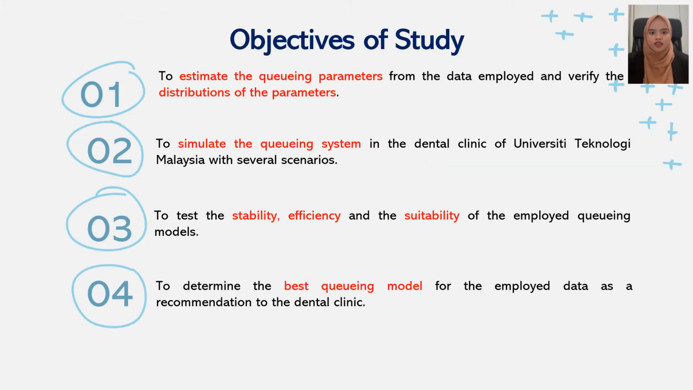The objectives of this project are to estimate the queuing parameters and verify its distribution. Secondly, to simulate the queuing system in a few scenarios at the Dental Clinic of University Technology Malaysia. Next, to test the stability and efficiency of the queuing models used, and lastly, to determine the best queuing model as a recommendation to the dental clinic.